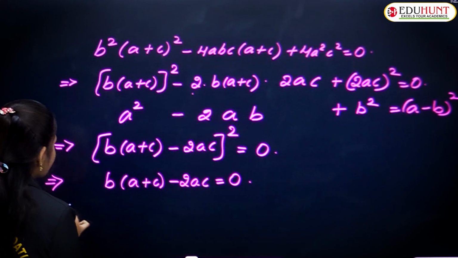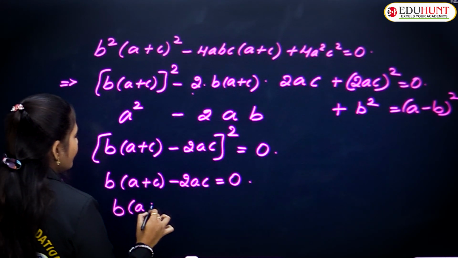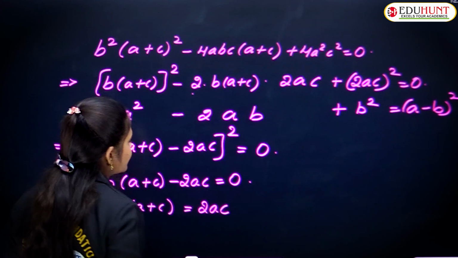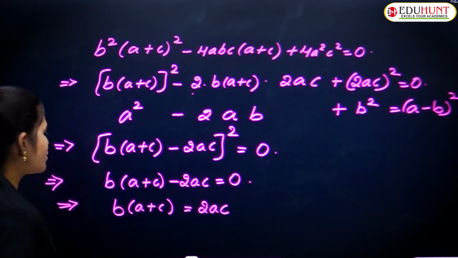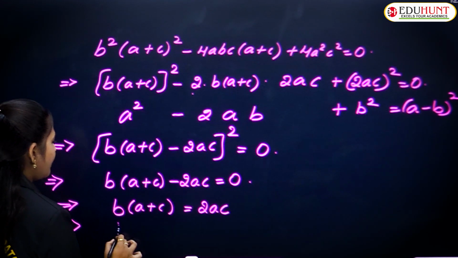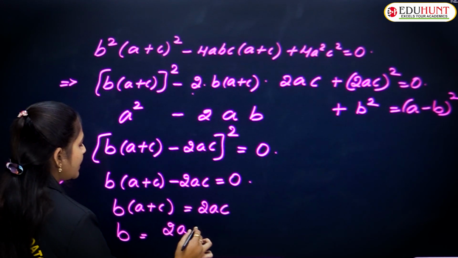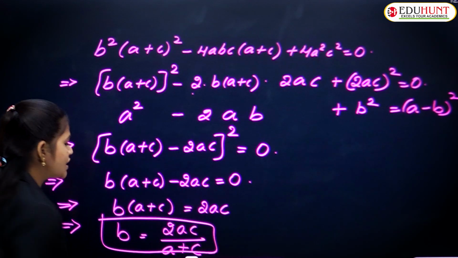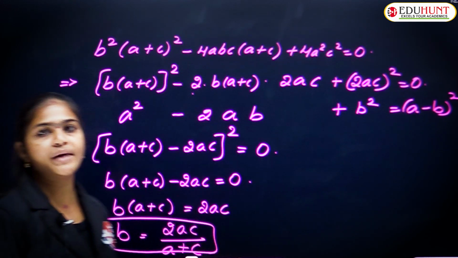Okay, so from this one, b into a plus c is equal to minus 2ac. Transposing to the RHS side, we will get plus 2ac. So from this one, b is equal to 2ac by a plus c. So the middle term b is equal to 2ac by a plus c.